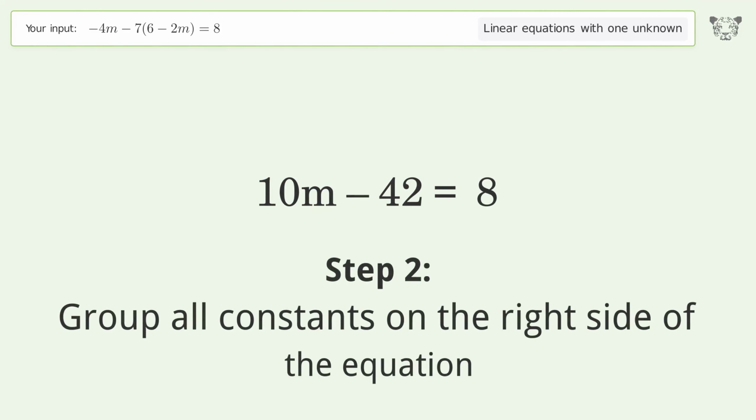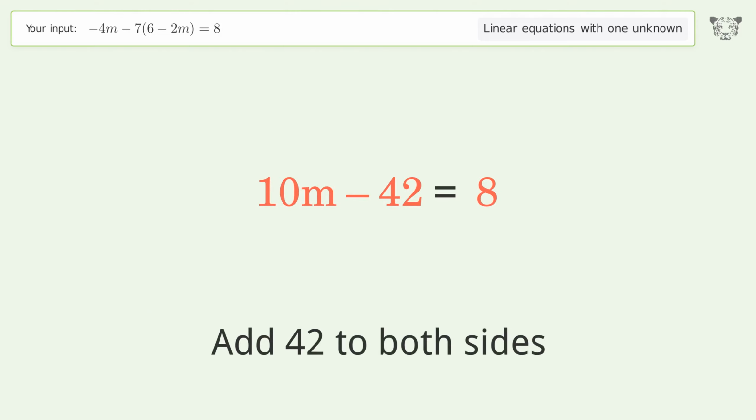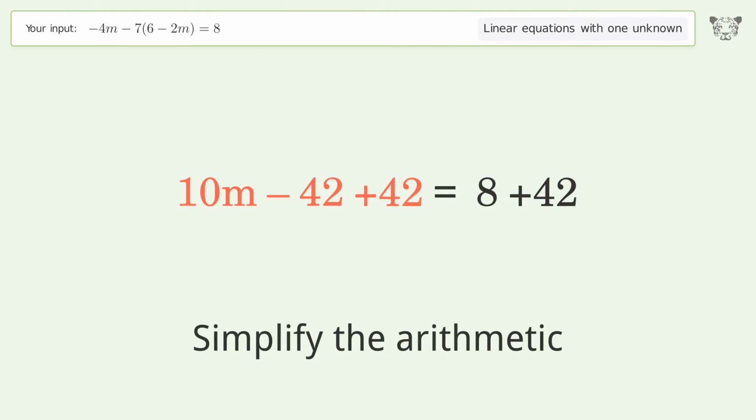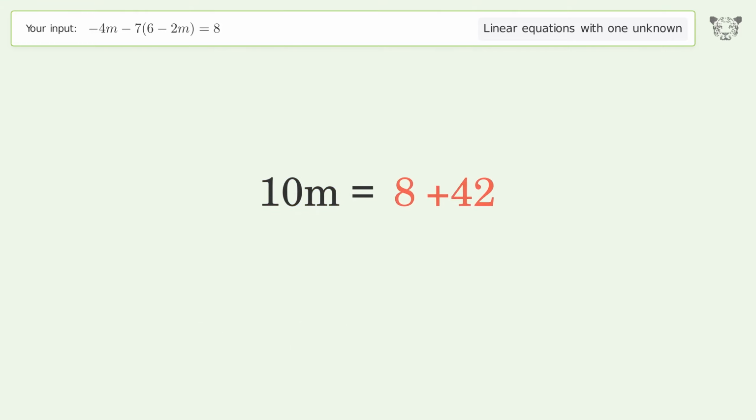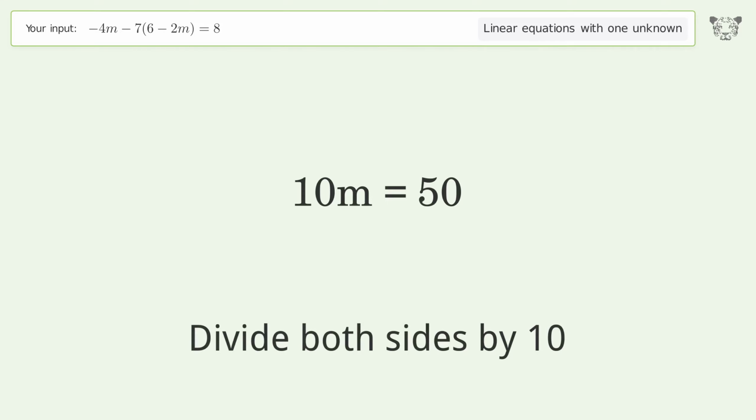Group all constants on the right side of the equation. Add 42 to both sides. Simplify the arithmetic. Isolate the m. Divide both sides by 10.